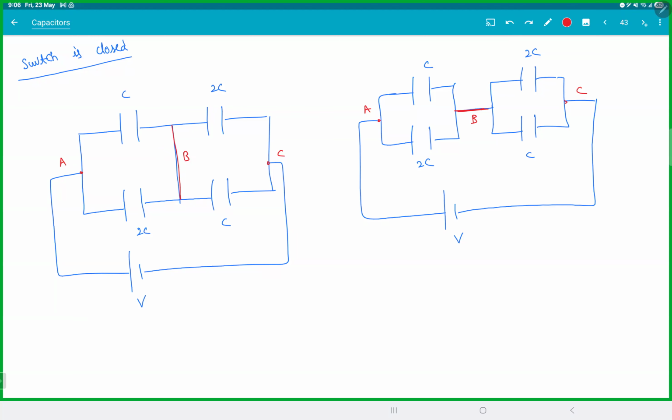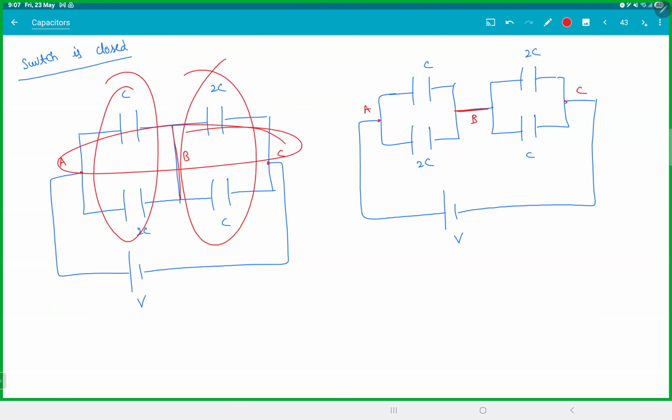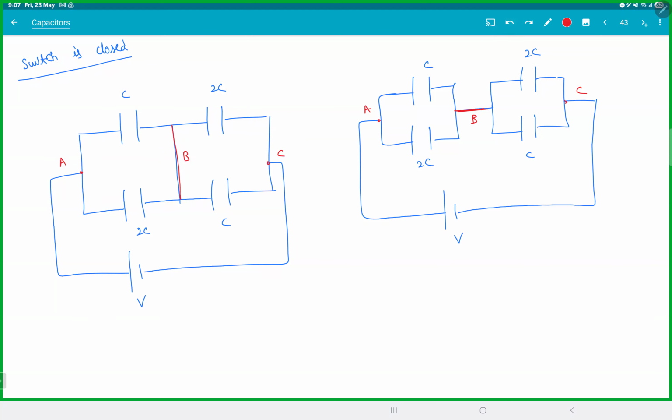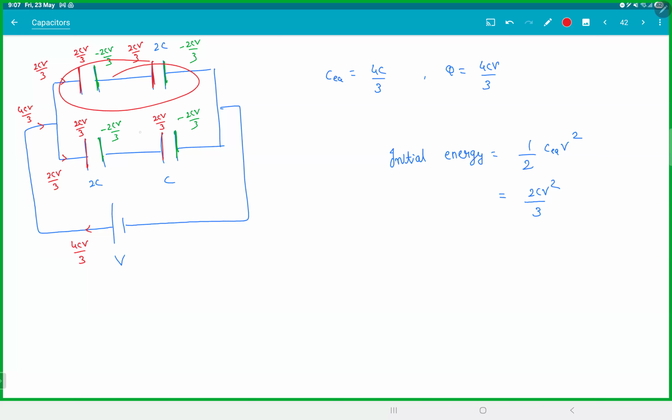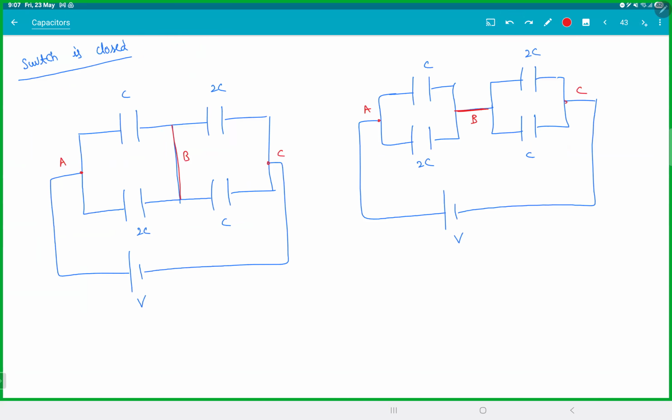Now you can suddenly see these two have become parallel, these two have become parallel, and these two are in series. Can you see the whole circuit has got messed up? Previously, it was series, parallel. Now it is parallel, series.